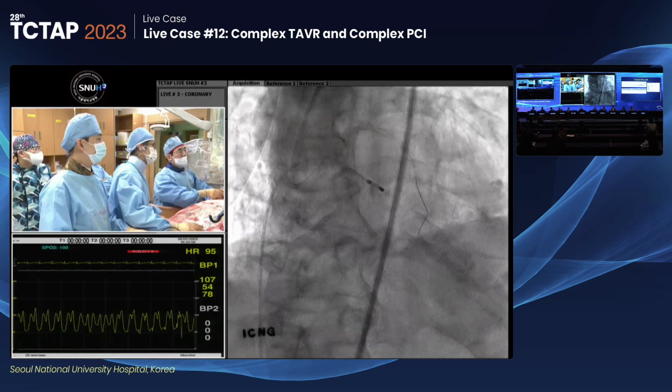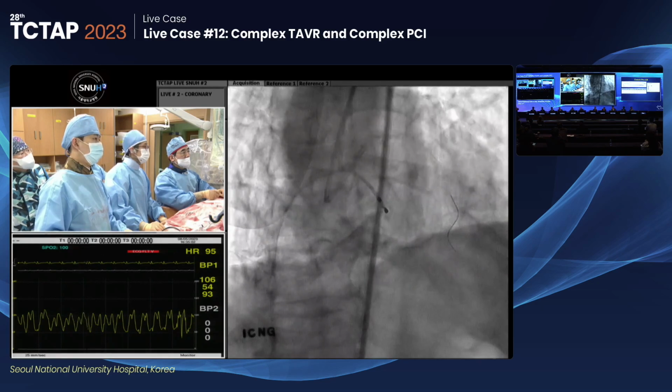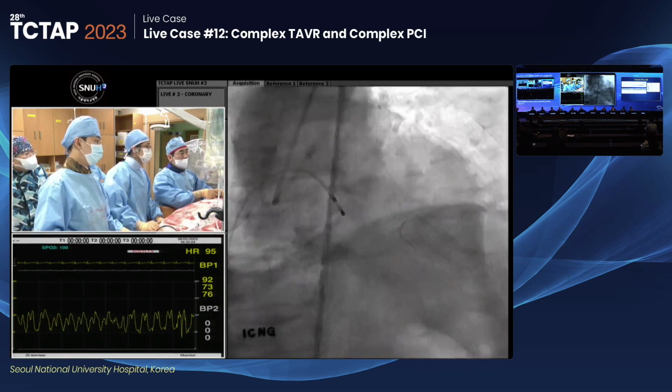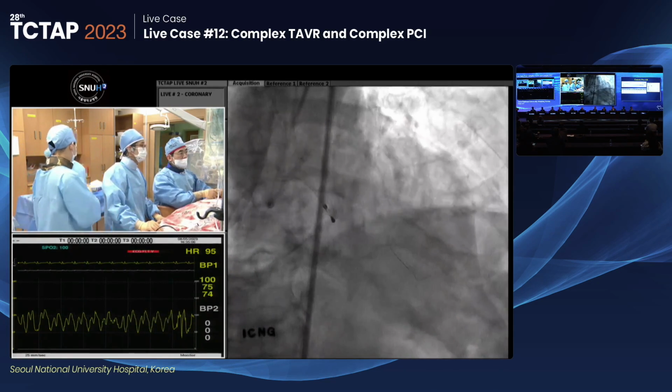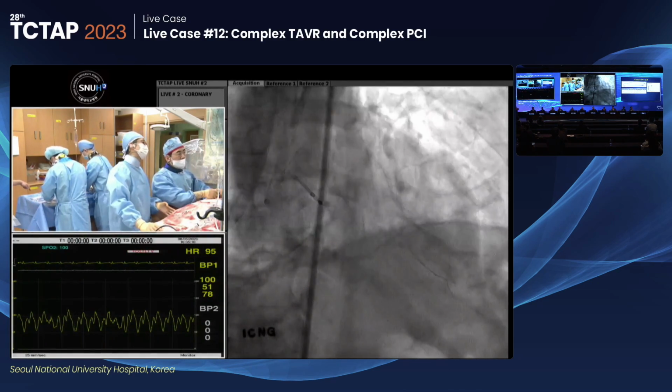Almost there. 1.0 balloon. Okay, much better. Yeah, you see. Which wire? Is it the same wire? Which wire is this? No, Sion black. Okay, yeah.